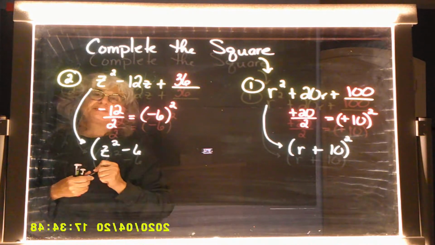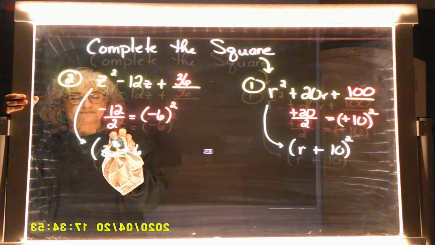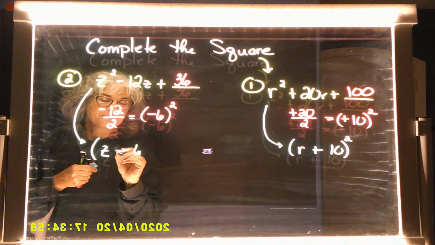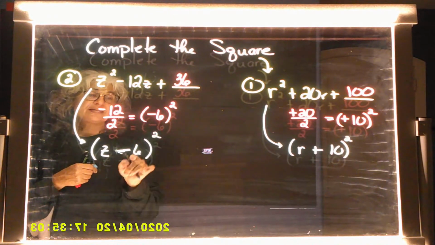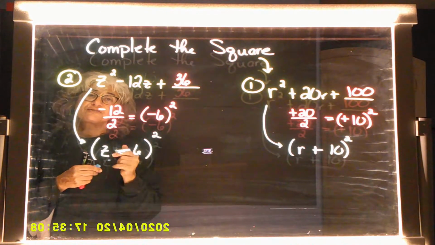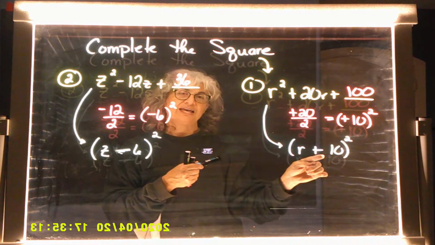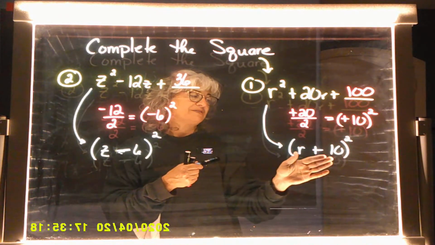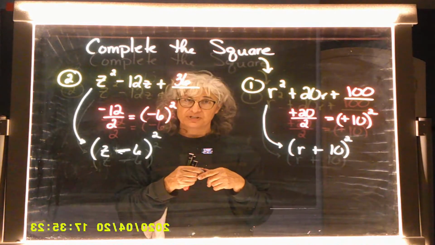Oops, excuse me. I put the square in too soon. My apologies. You would get z minus 6 squared, because negative 6 times itself is 36, isn't it? And negative 6 plus negative 6 is negative 12, isn't it? Just like on this problem, positive 10 times itself gives you the positive 100, and positive 10 plus positive 10 gives you positive 20. Agreed?